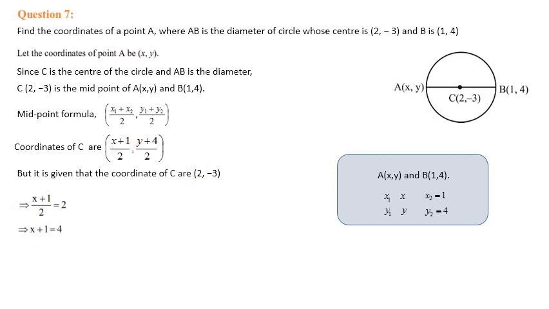Then when you cross multiply it, x plus 1 is equal to 2 into 2. 2 into 2 is 4. That is x plus 1 is equal to 4, 1 will go to the right side. That is 4 minus 1, that is equal to 3.